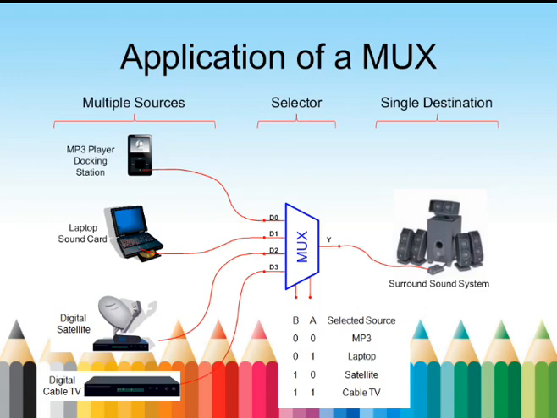Now, for select input 00, the multiplexer selects the MP3 player as the input, so whatever audio is played by the MP3 player can be heard from the sound system. For select input 01, the multiplexer selects the laptop, so our sound system reflects whatever audio or video is played by the laptop. For select input 10, the multiplexer selects digital satellite and our sound system reflects the same. For select input 11, the multiplexer selects cable TV and the sound system reflects the cable TV.